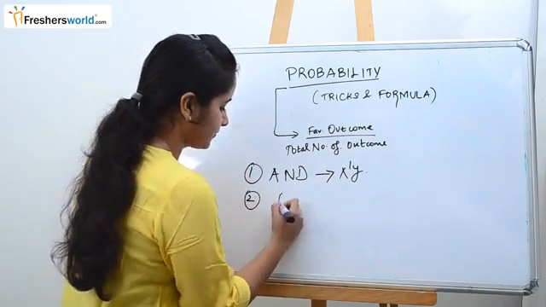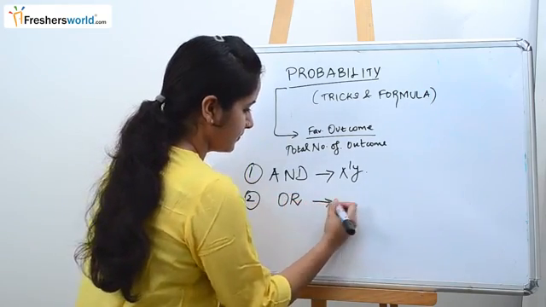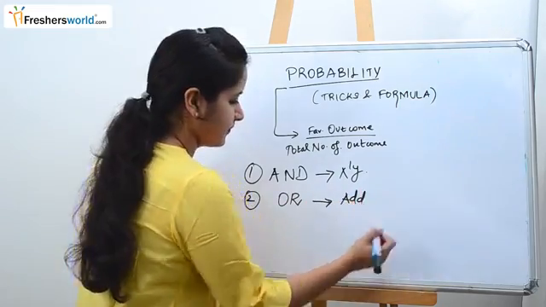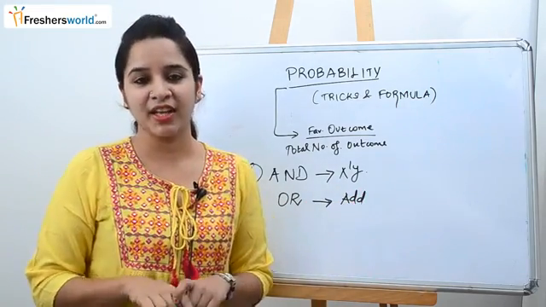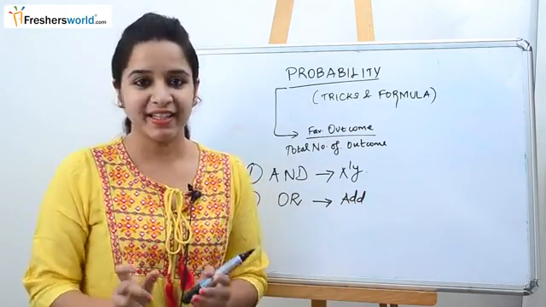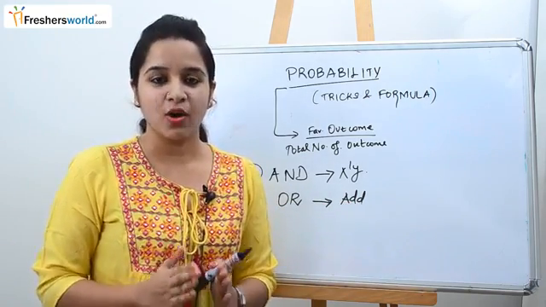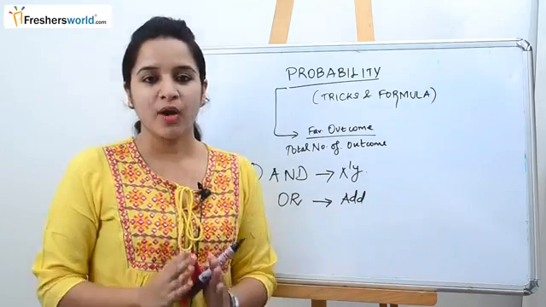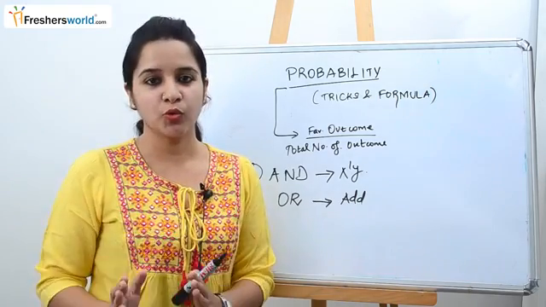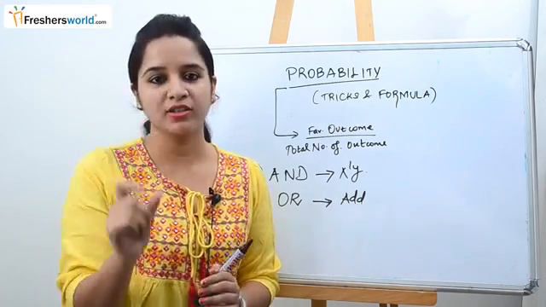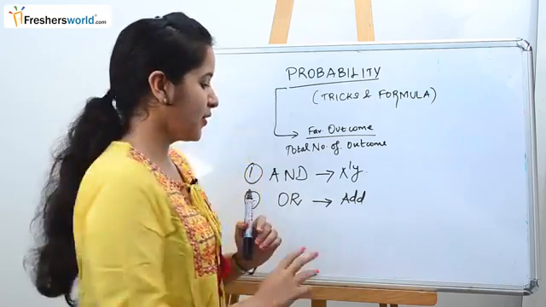Trick 2. Similarly, if the question has "or" in it, then you have to definitely add. For example, 1 king or 1 queen, 1 red ball or 2 blue balls. If you find the word "or" in the question, immediately you have to add.